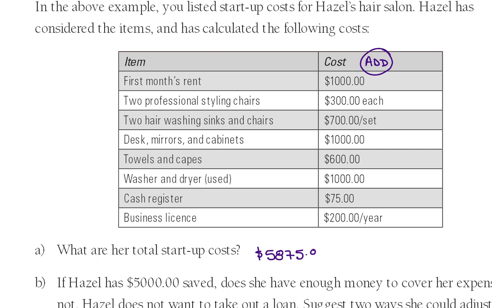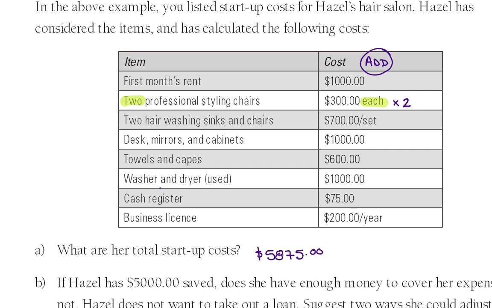$5,875. Okay, before we move on from this, because you're just looking at the answer, we have to think this through. We want the first month's rent, so that's our $1,000. We need 2 professional styling chairs, and each of them is worth $300. So you need to recognize that when you have those words in there, instead of just taking your numbers and adding them up, you need to read. We need to multiply this by 2.